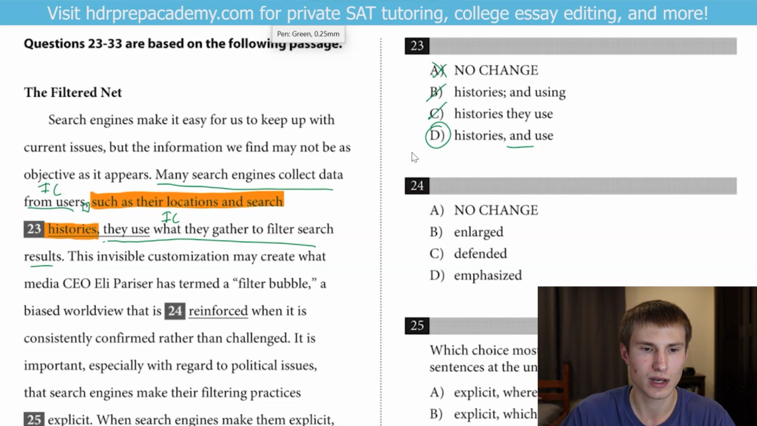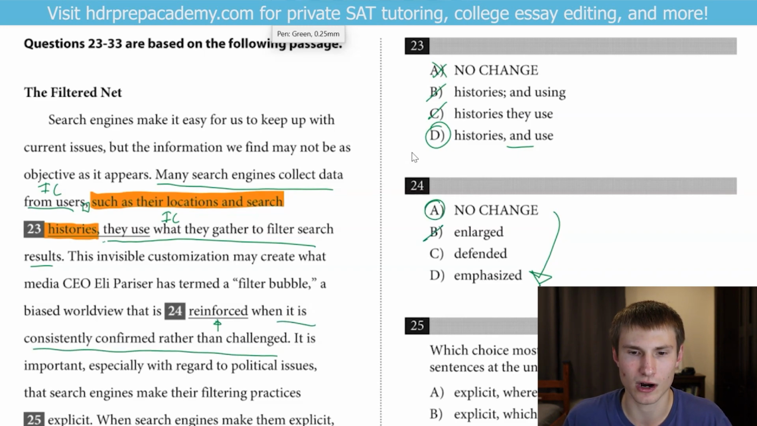All right, looking at 24 now. The invisible customization may create what media CEO Eli Pariser has termed a filter bubble, a biased worldview that is, and then we'll have some sort of word here. In this case, I see all my meanings are a little bit different, so that's really not dealing with tense or matching my subject to verb. It's just really meaning there. When it is consistently confirmed rather than challenged, a biased worldview is going to be what? It's going to be reinforced. It's not going to be enlarged. It won't be defended and it won't be emphasized. When we're just feeding someone information they agree with, obviously that's going to reinforce their biased worldview. So our answer there would be A.